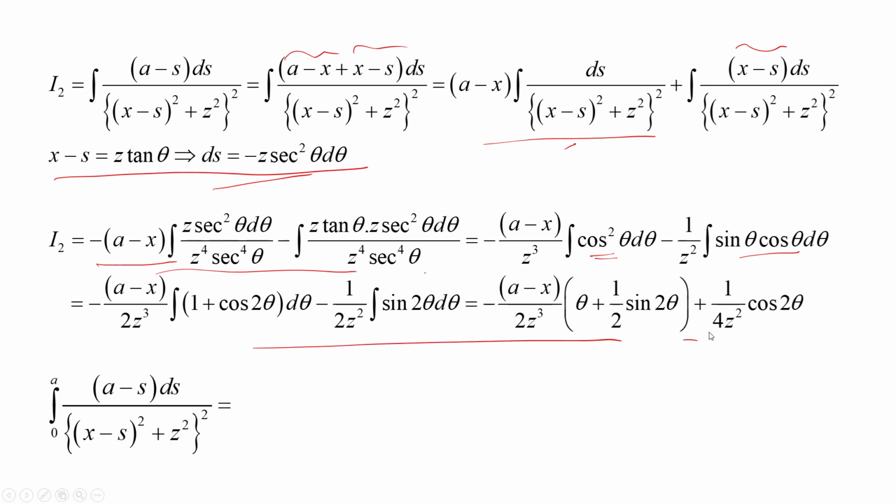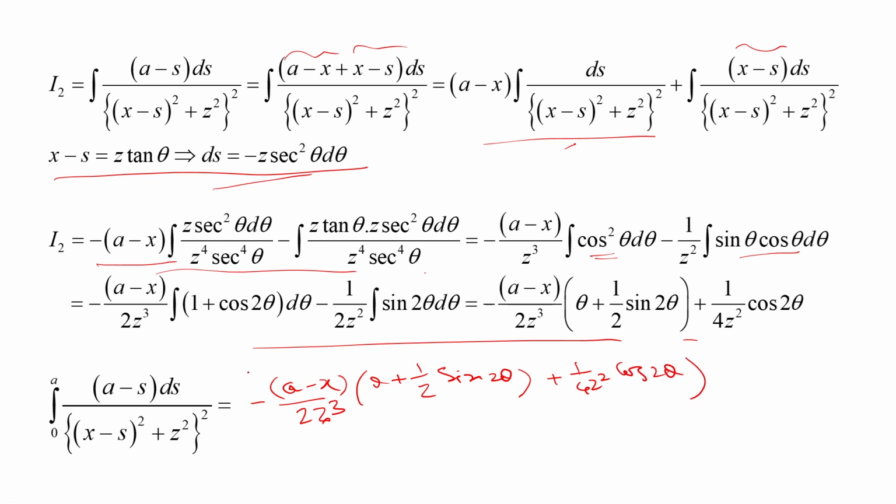So, finally, this expression will come out to be minus a minus x by 2 z cube, theta plus half of sin 2 theta, plus 1 by 4 z square cos 2 theta. So, remember this whole thing, the limits. As I said, when x is equal to 0, this theta will be pi by 2 minus theta 0, and when x is equal to a, it will be pi by 2 minus theta 1. That is the way it will be, right.